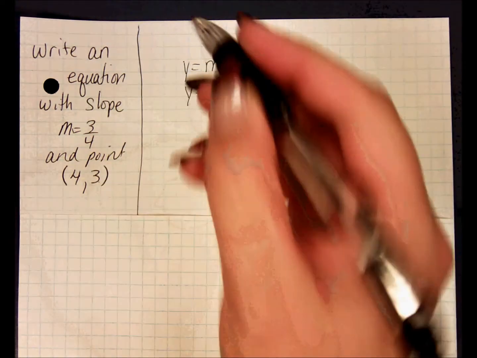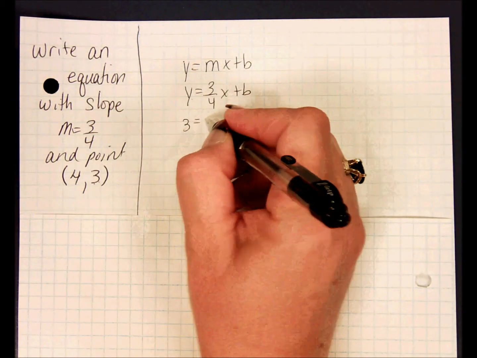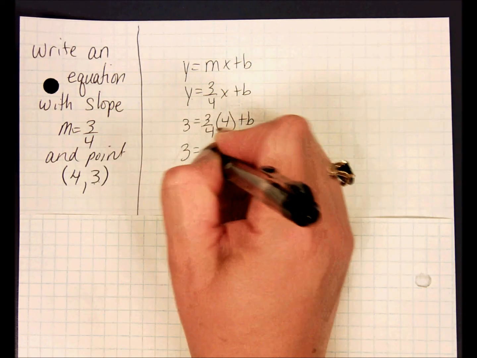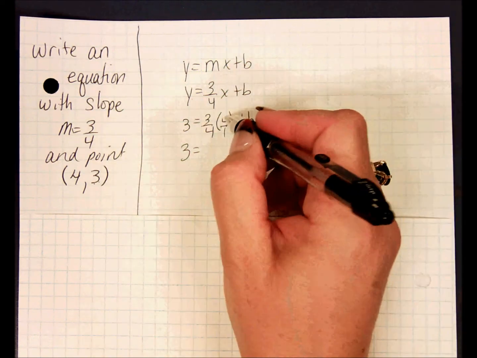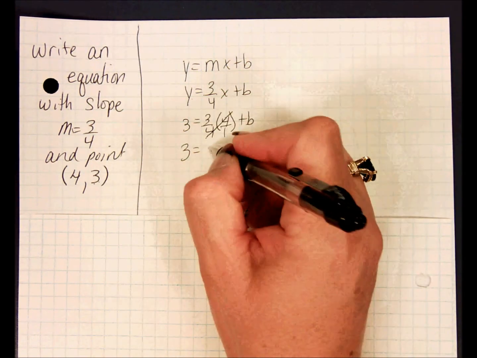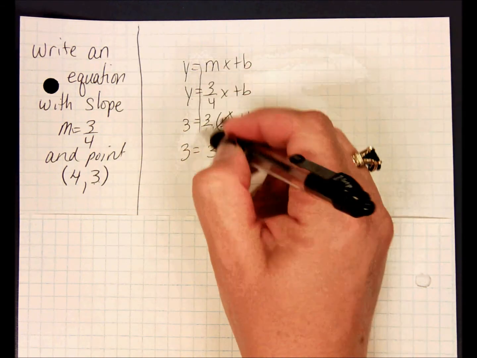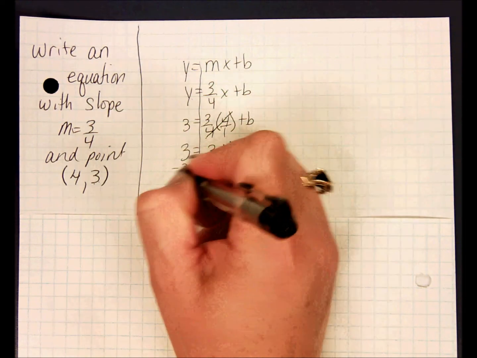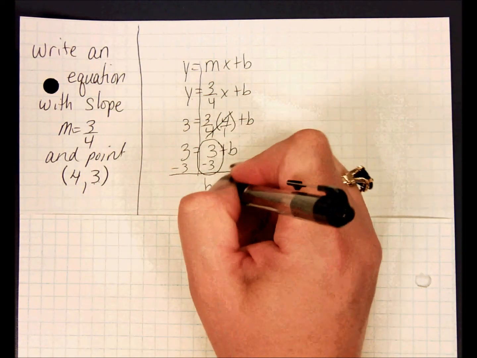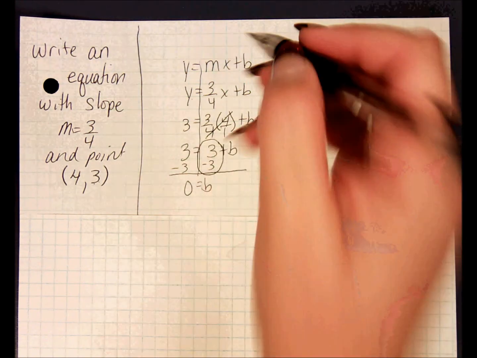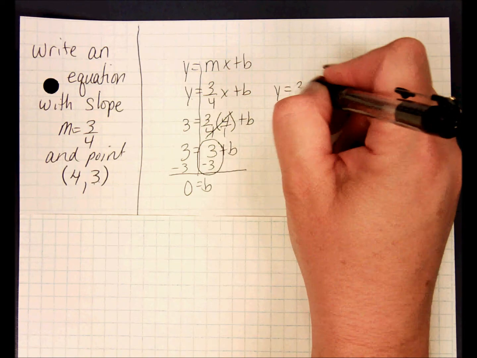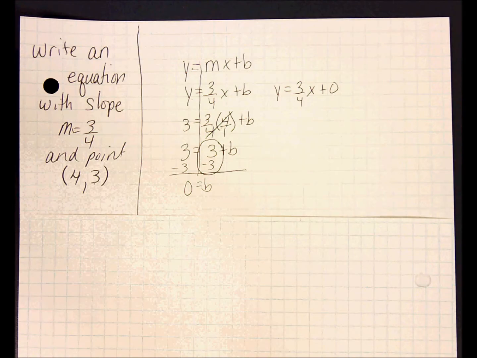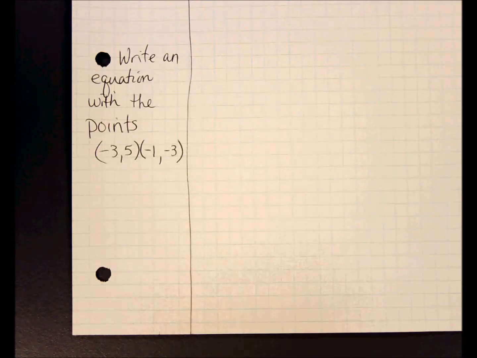So y is 3, x is 4, 3 equals, well here, you have a 4 on top and a 4 on the bottom, that's 1. 3 divided by 1 is 3. Remember your mirror, I forgot to write it. This is a positive 3, so I'm going to subtract 3 from both sides. This gives me a 0. b equals 0. So I go all the way back up here. y equals 3/4 x plus b. Now you can leave it like that, or you can add the 0. Either one is correct.